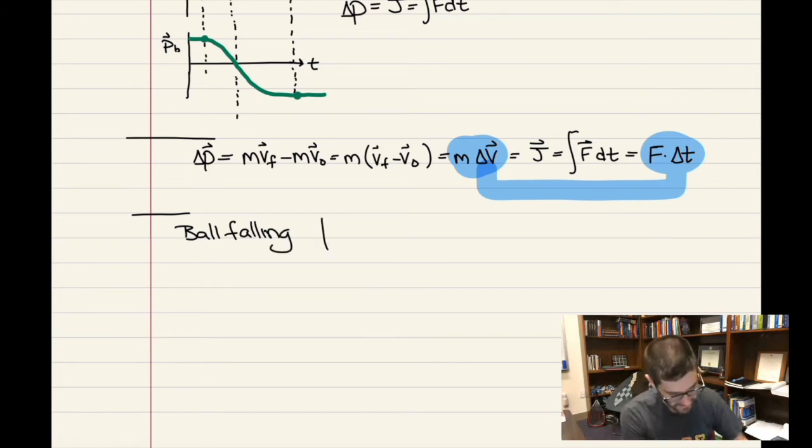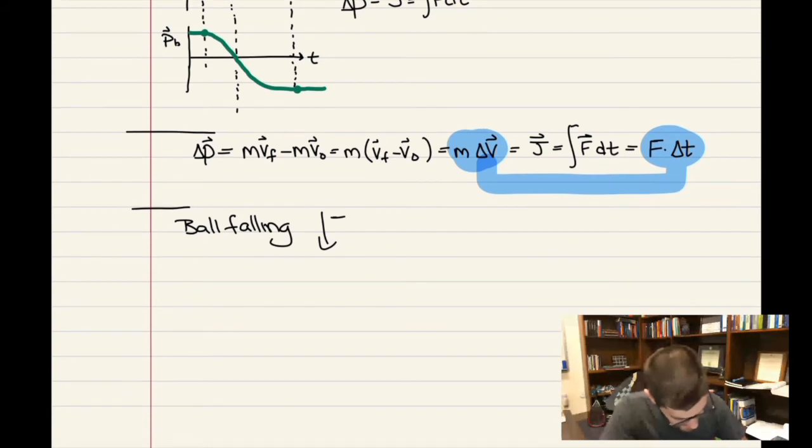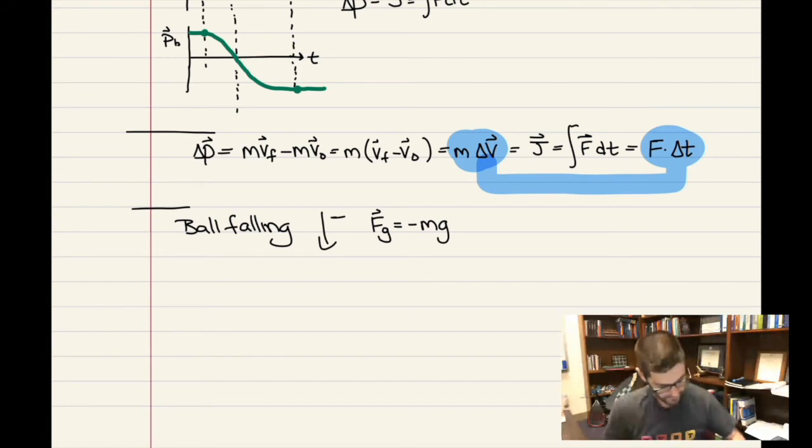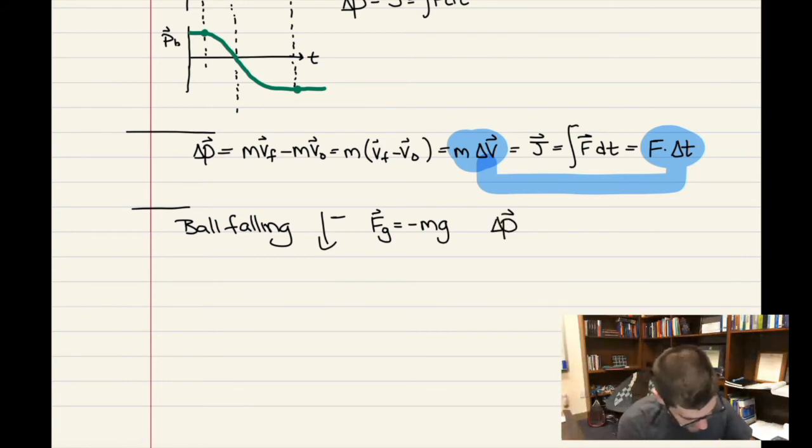In this case, I could define down as negative, I guess, since we're used to saying up is positive. If down is negative, then the force due to gravity is negative mg. Okay, we have to be careful. With energy, we didn't have to deal with vectors. Now we have to be careful again. So I could ask, what is the change in momentum of the ball? Which again is just m delta v if the mass of the ball is not changing.